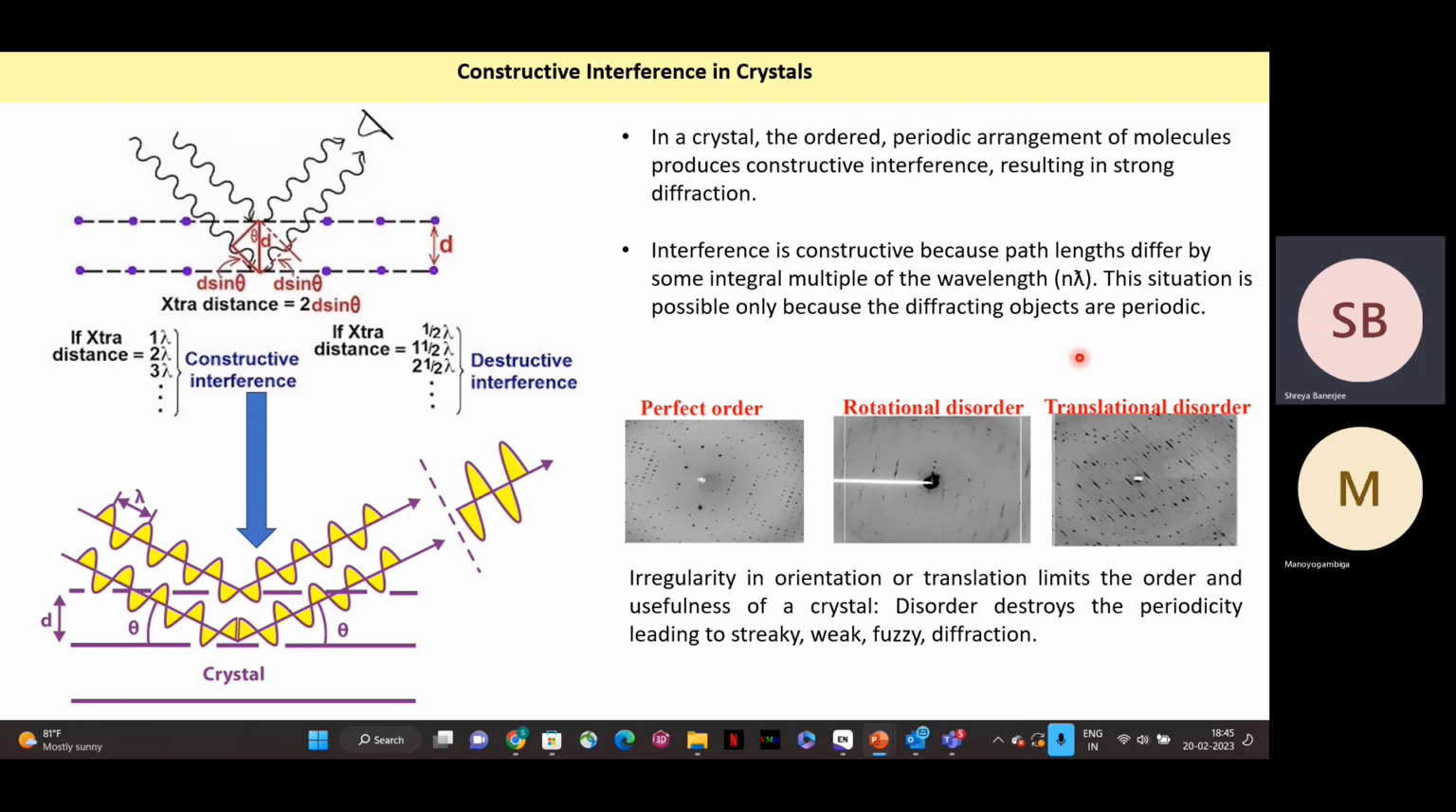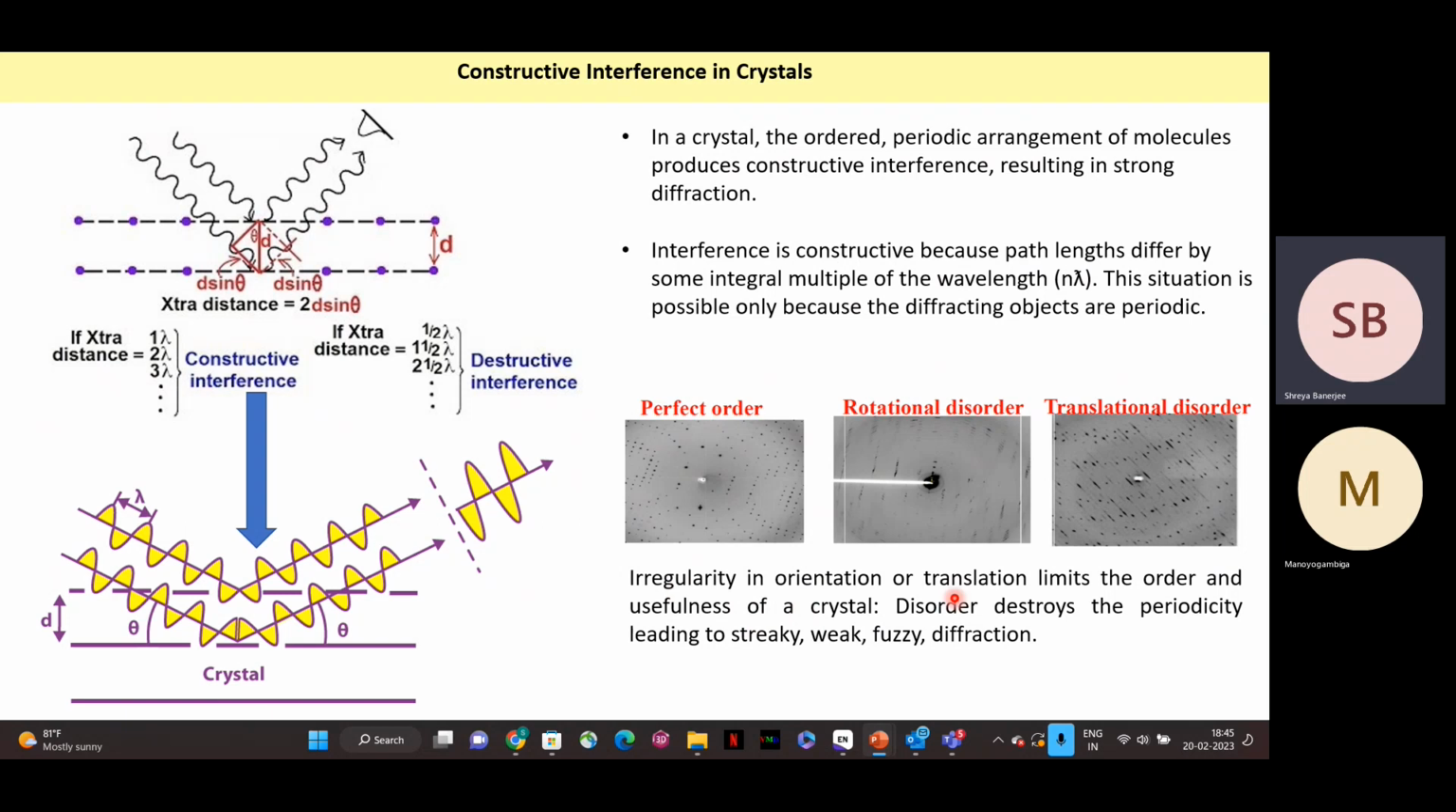This situation is only possible because the diffracting objects are periodic. Now, if there is an irregularity in the crystal, which can be of different types, like rotational disorder. If you look at this diffraction pattern, in rotational disorder, the diffraction peaks are shifted rotationally, and you can see there is a blurring around the rotational direction. In translational disorder, the diffraction peaks are shifted translationally, and so there is a blurring in the translational direction.